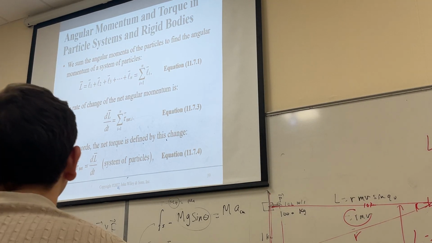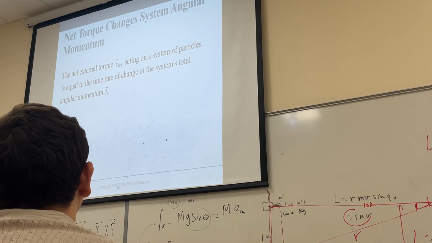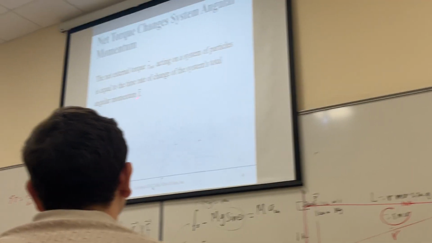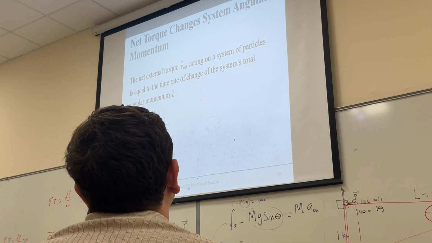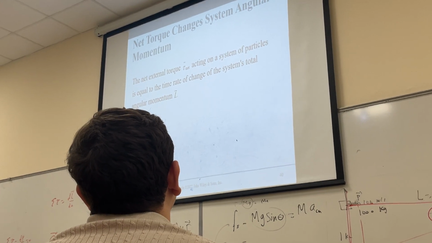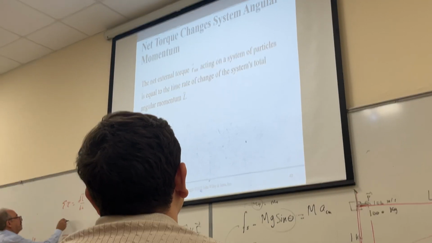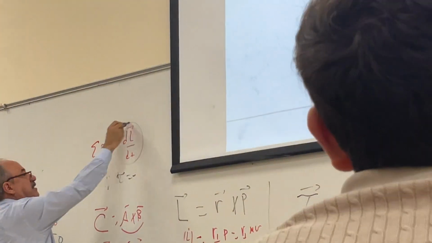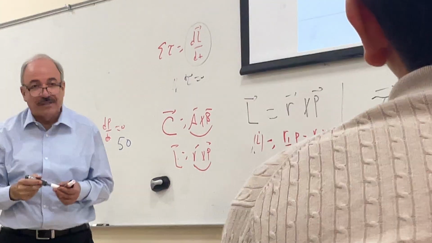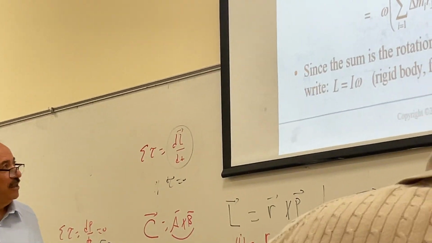Okay, net torque. So if the net torque is zero, then L is a constant of motion. The net external torque acting on the system of particles is equal to the time rate of change of the system's total angular momentum. That's what we say. And if torque is equal to zero, then dL by dt is equal to zero, meaning L is equal to constant. L does not change.